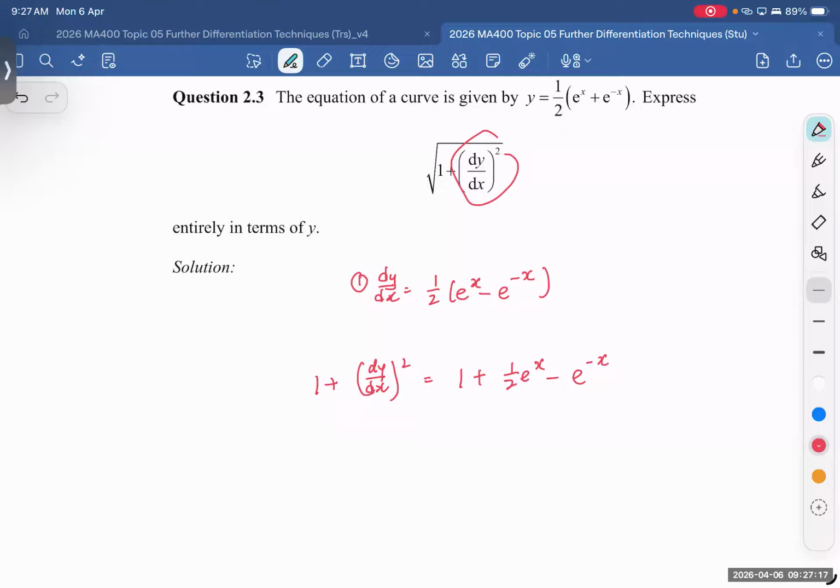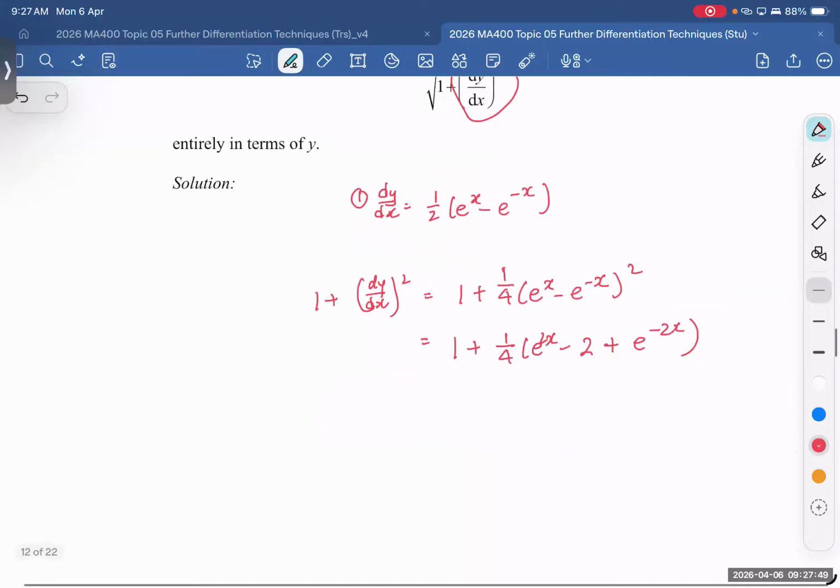Oh, there's a half here, sorry. Oh, it's a square. Okay. So I take 1/4. Is it okay I do like that? Yeah, square. So I get 1 plus 1/4 e^2x minus 2 plus e^-2x. Am I right? a squared minus 2ab, 2ab is just, right?